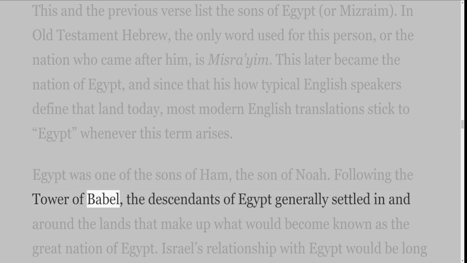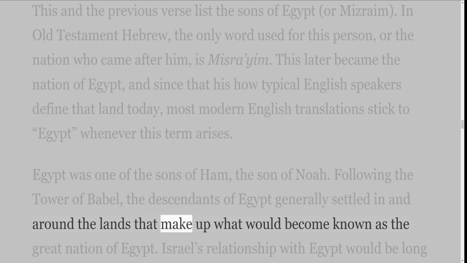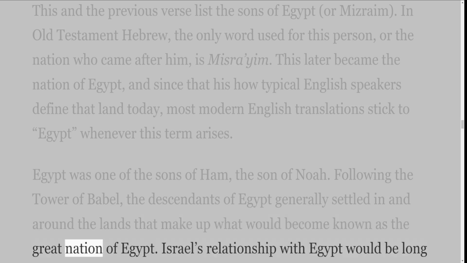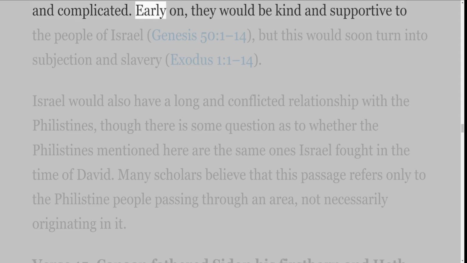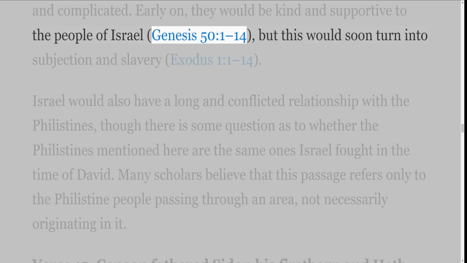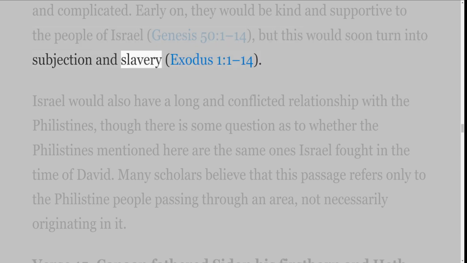Following the Tower of Babel, the descendants of Egypt generally settled in and around the lands that would become known as the great nation of Egypt. Israel's relationship with Egypt would be long and complicated. Early on, they would be kind and supportive to the people of Israel, Genesis 50 verses 1 to 14, but this would soon turn into subjection and slavery, Exodus 1 verses 1 to 14.